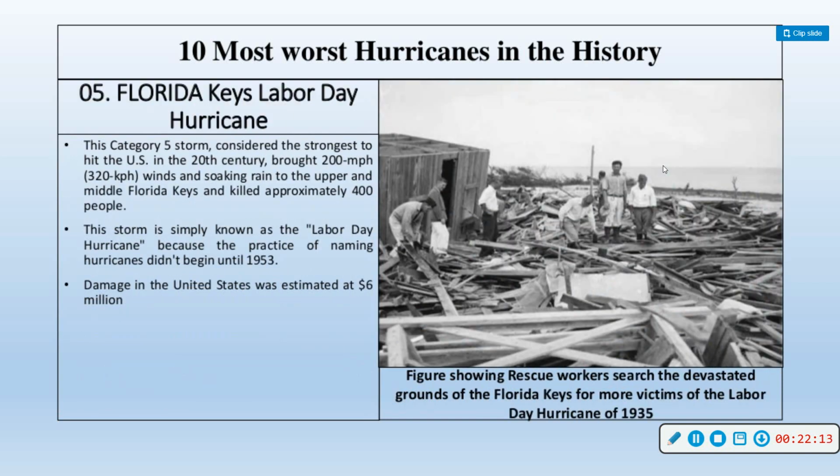So, Florida Keys Labor Day hurricane. This is a Cat 5 storm that happened way, way back in the day of 1935, before anybody was warned about anything, so that's why it had such extensive damage. The naming of hurricanes didn't happen until 1953.